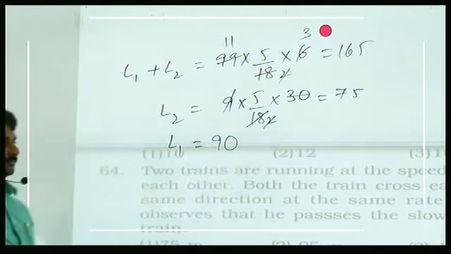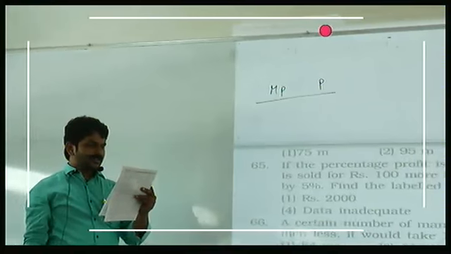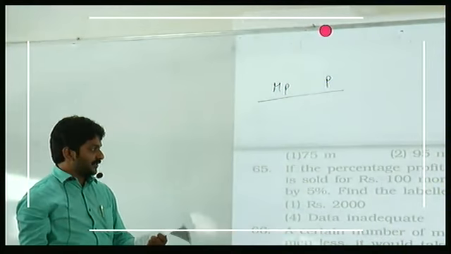The percentage of profit is calculated on the labeled price. Normal profit is calculated on cost price, but in this case they are calculating on market price. Labeled price, or you can say market price. Now initially you have some percentage. Now if they increase, where is it? 65.